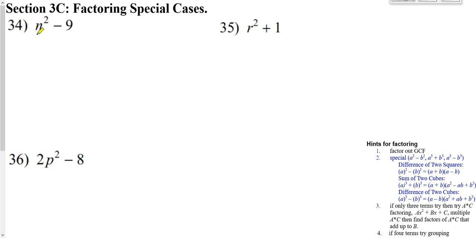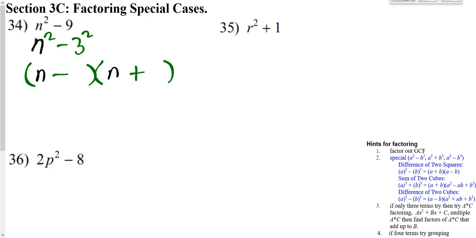Here we have no greatest common factor. We have an n squared minus, it would be a 3 squared. So it's differences of squares. So then rewrite it, one with a plus, one with a minus. Then you ask yourself, what's being squared in the beginning? That goes in the beginning of each one. What's being squared at the end? That goes in the end of each one, and that's it.